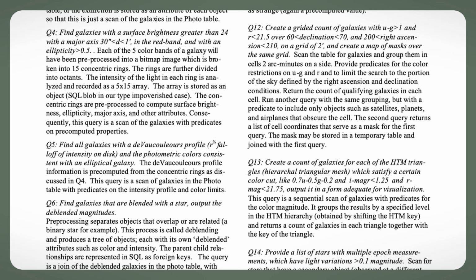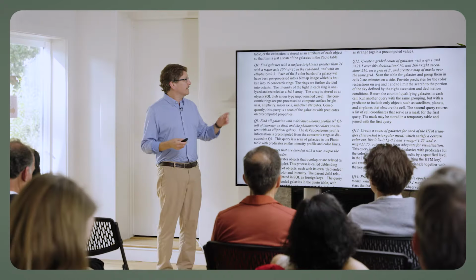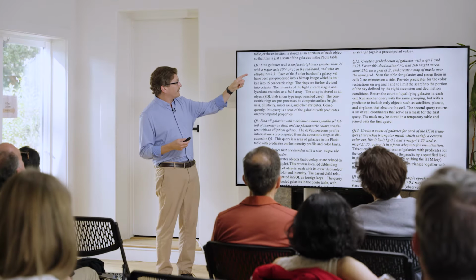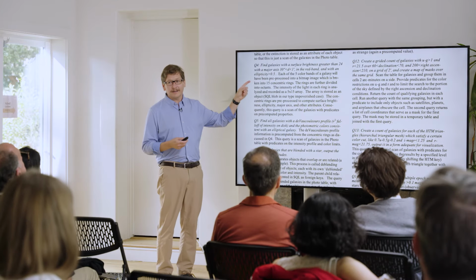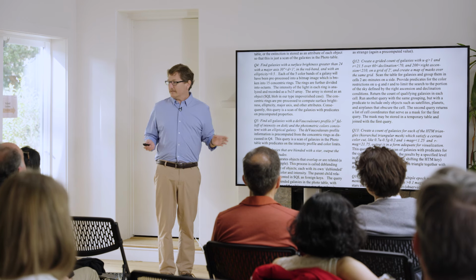The other thing I think is interesting, this is from a paper by Alex Szalay, who wrote with Jim and others. And here, we have very specific queries that have to be answered by the project. So this is not generic feel-good stuff. This is find galaxies with a surface brightness greater than 24 with a major axis, and so on. They had 20 of these.